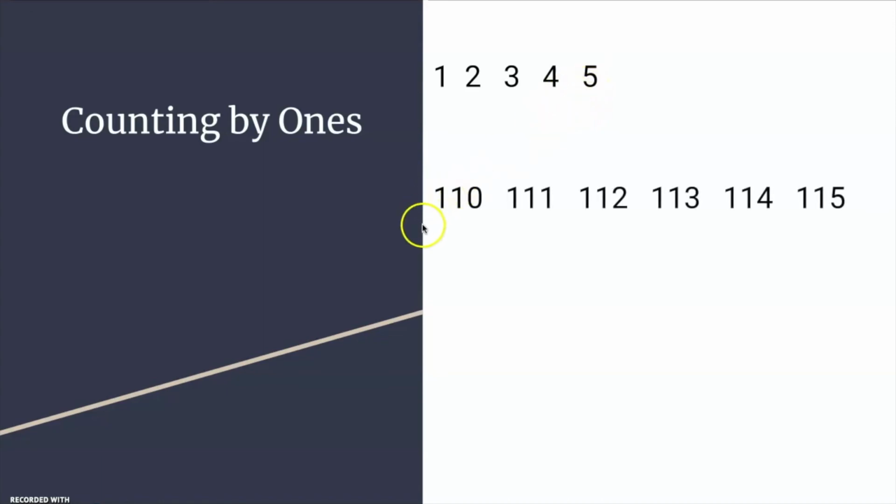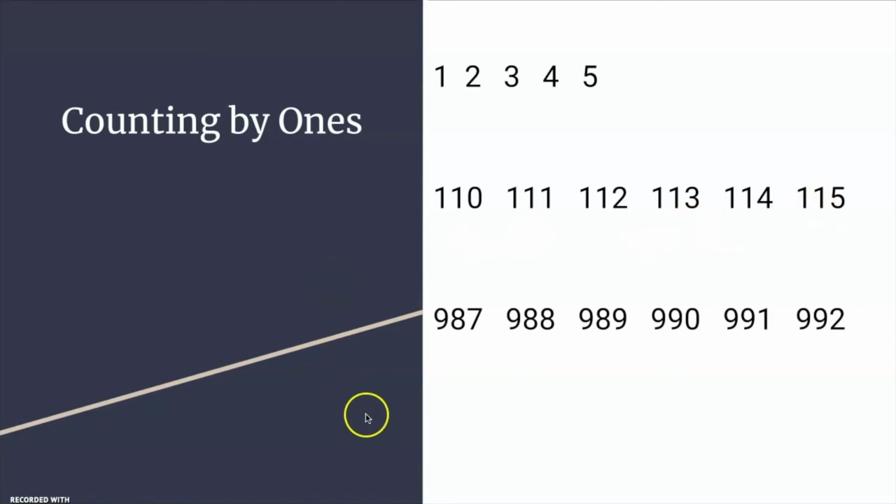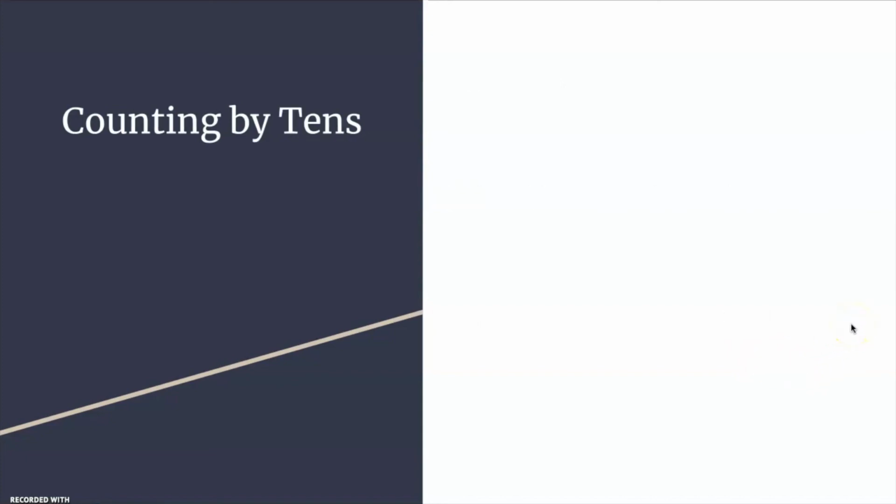Now let's take a look at this example. 110, 111, 112, 113, 114, 115. We're still going up by 1. It's just a higher number. Now let's take a look at this last one, okay? 987, 988, 989, 990, 991, 992. So we're still going up by ones. Even though it's a bigger number, you still go up one at a time.